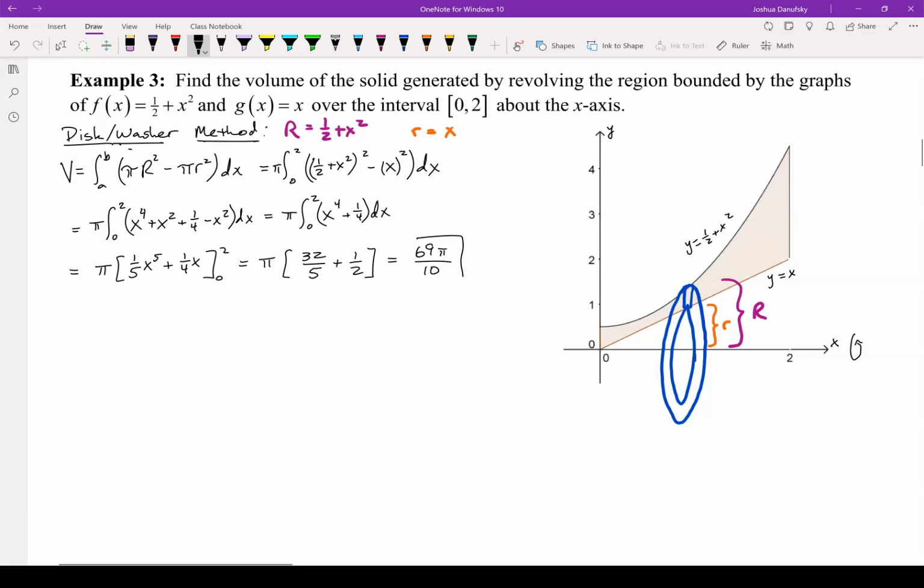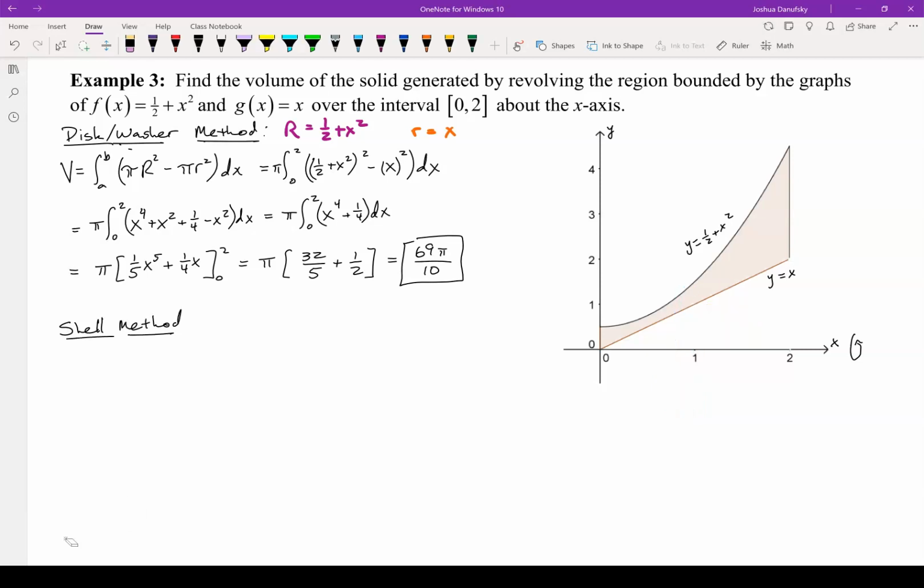And we end up with 69 pi over 10. Now, what would happen if we tried the shell method? Our representative rectangle now would be parallel to the axis of rotation. So we might have a representative rectangle that looks like this.